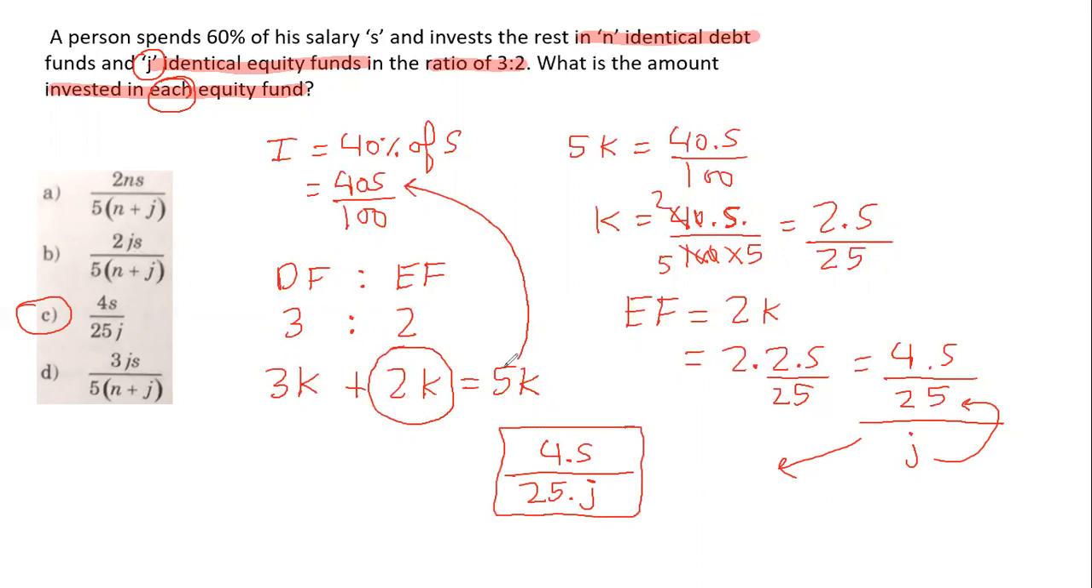Now guys, if you are able to do this question, that means your concept on ratios is very strong. It's not that difficult, guys. You just need to understand that if they give you the ratio, you have to make them into original and then you can work with the problem. Total money that I invested is 5K, which is actually equivalent to 40% of my salary. From here, I get the multiplier and then I figured out how much money I invested on equity funds. But the question is asking me on each equity fund. So I'll just divide it with the number of equity funds I bought, which is J, and I'll get the expression.